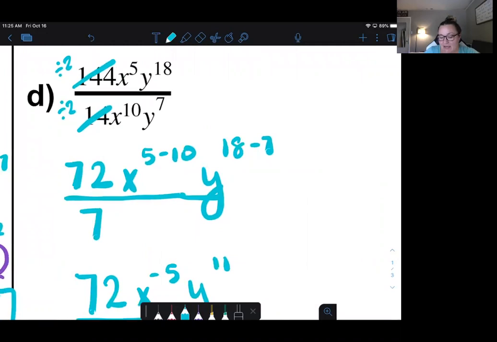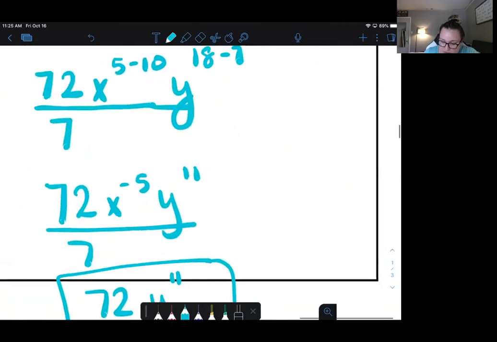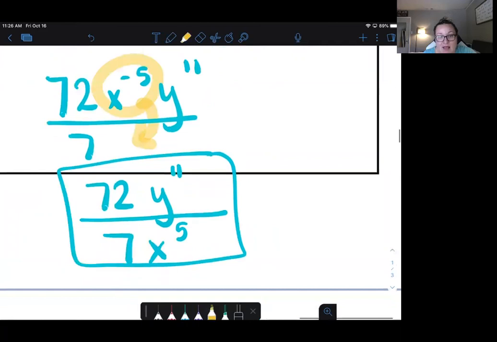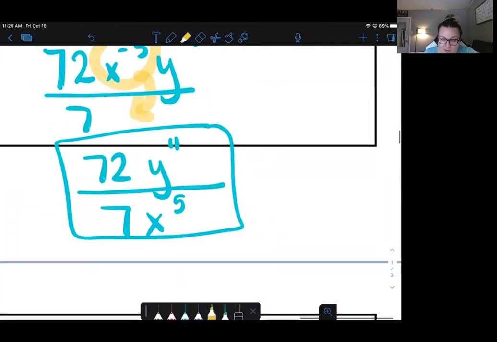Then because I'm dividing, I have x to the 5th over x to the 10th. I know that I need to subtract those exponents. So I have x to the 5th minus 10. Then I did the same thing with y to the 18th and 7. So y to the 18th minus 7. After I subtract those, I get 72, x to the negative 5th, y to the 11th, all over 7. Well, to make this exponent positive, because we never want a negative exponent in our final answer, I just moved it to the denominator. That makes the exponent positive. So I have 72 y to the 11th over 7x to the 5th as my final answer.